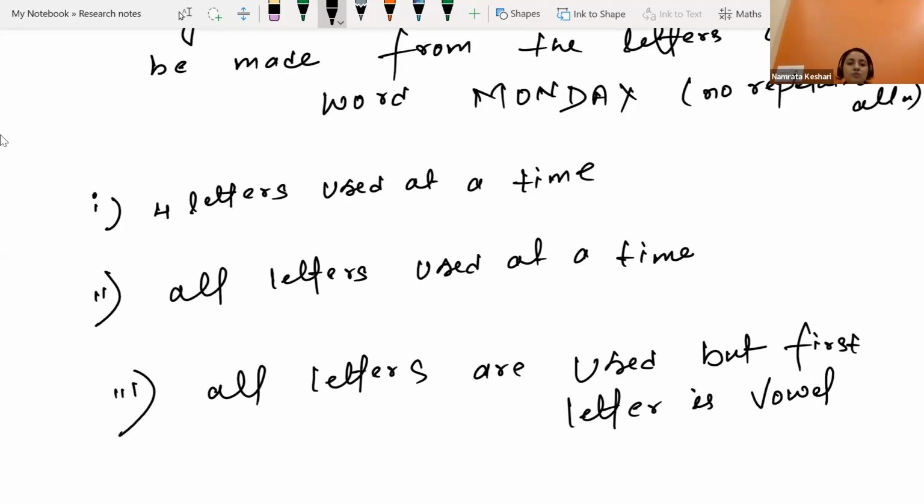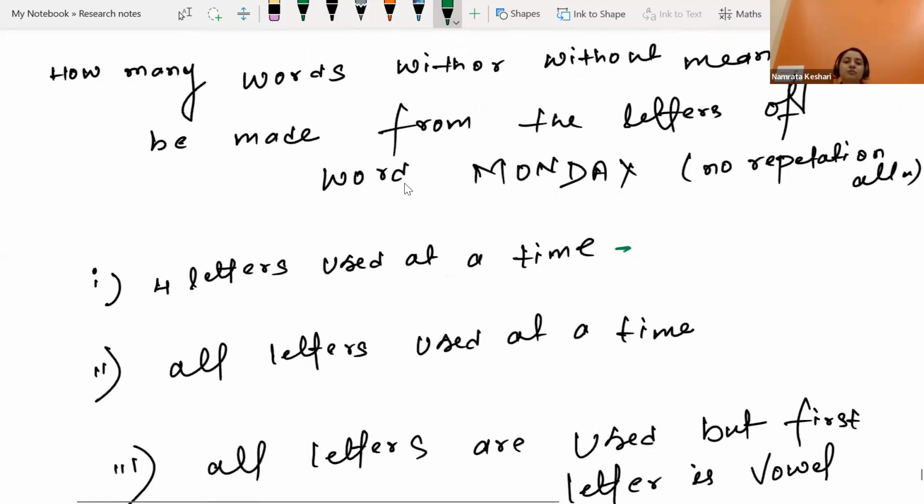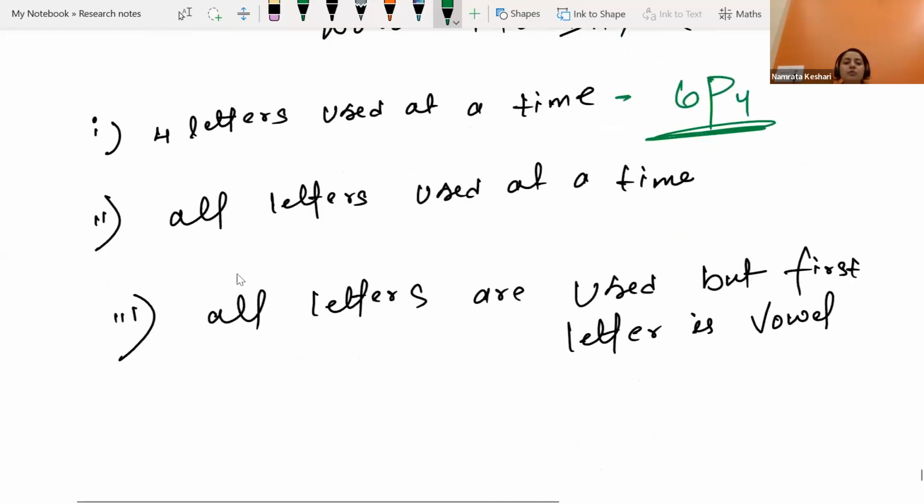Okay, let's do it. 4 letters used at a time. So how many words with or without meaning? How many letters are we having? 1, 2, 3, 4, 5, 6. Total 6 we are having, and we have to use 4 at a time. So 6P4 ways we'll be getting, yes. Next one, all letters used at a time. So directly 6P6 or 6 factorial, whatever you write, you will get it.